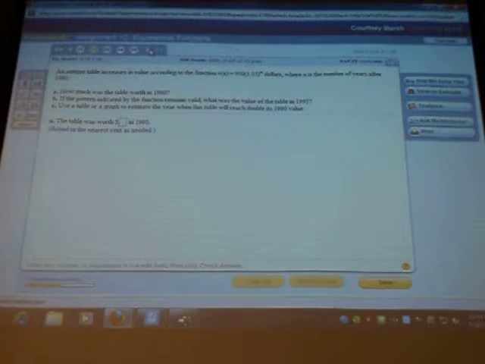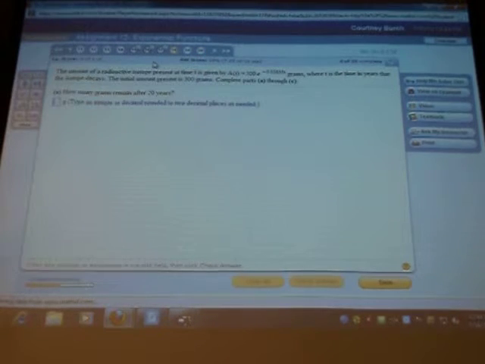About 18. How do we get this one? Did you guys get 17? Alright, let's look at 18 and then we'll move on here. 18 is funny just because the numbers are funny. 18 is a radioactive decay problem, and you'll see a few of these.